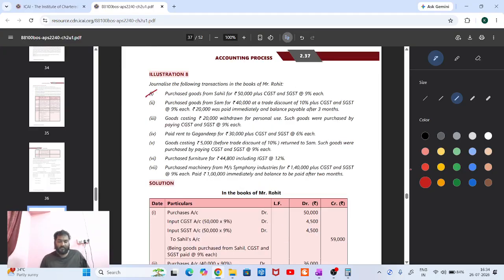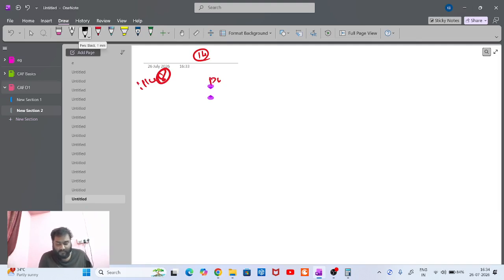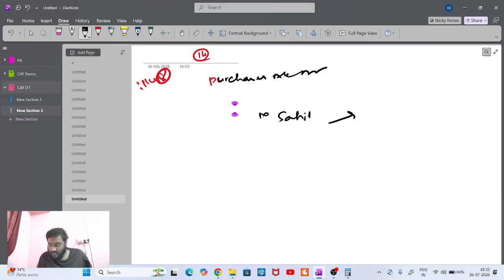So here is the question. Purchased goods from Sahil 50,000 plus CGST, SGST 9%, 9%. Purchases account debit to Sahil. Sahil is the total amount. Purchase account is 50,000 here. We purchased 50,000 rupees of goods.